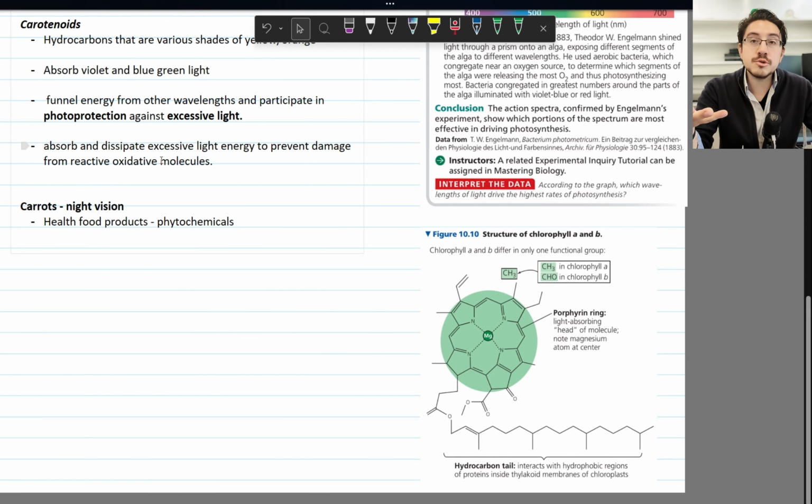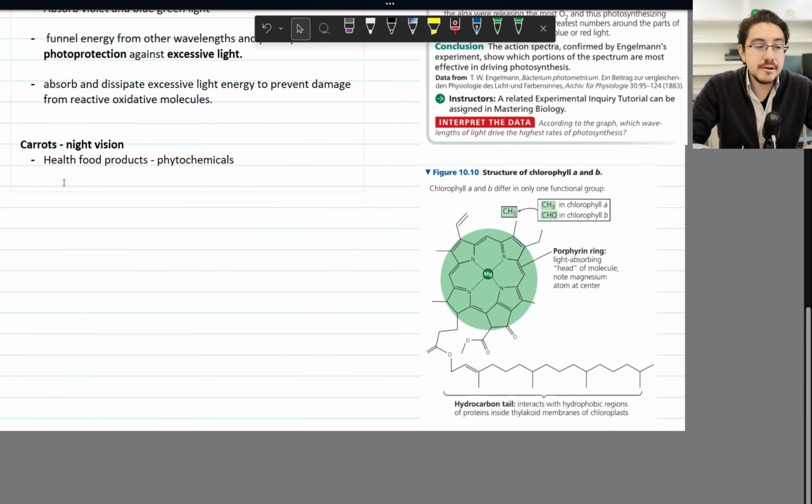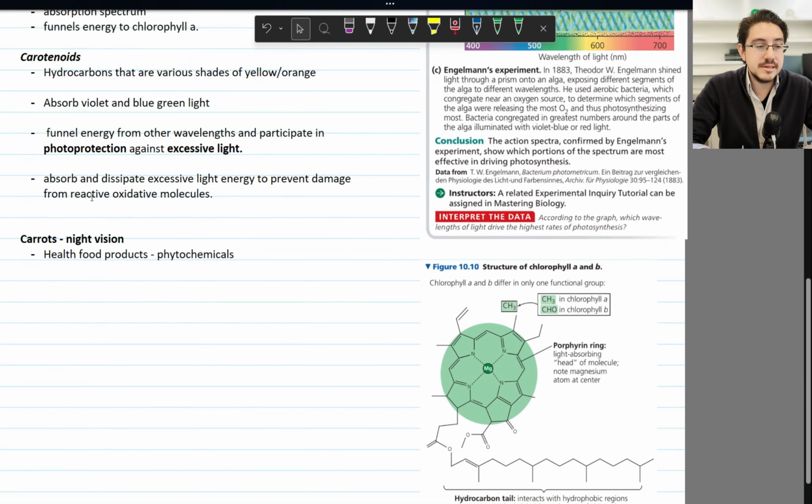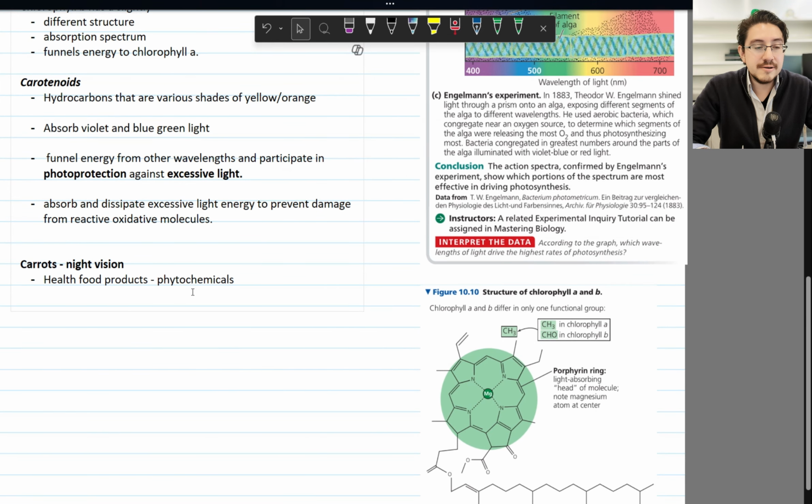It could damage the structure of the autotroph. So by absorbing this, carotenoids can funnel energy well, and they can dissipate excessive light energy, ultimately preventing damage from reactive oxidative molecules. Carrots help in night vision, and they contain a lot of phytochemicals and carotenoids like beta-carotene. They're healthy food products, again with that same idea of preventing damage.